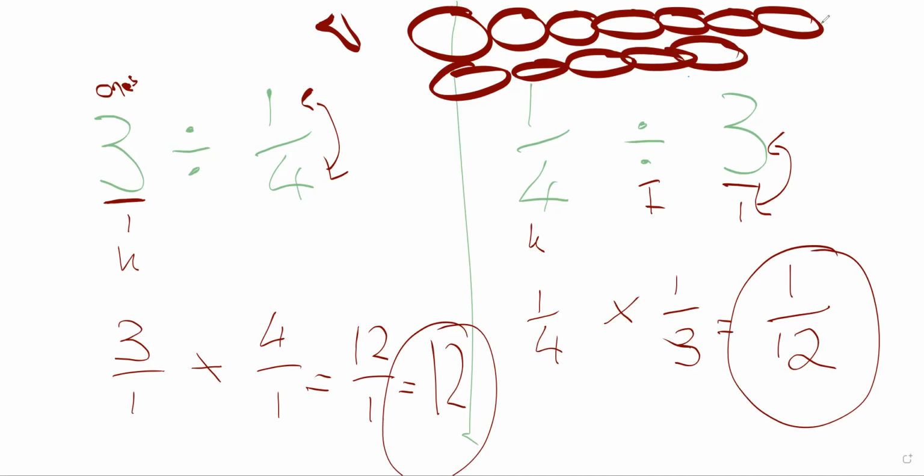Okay, so multiplication: top multiplied by top, bottom multiplied by bottom. Division: our mate KIF, keep, inverse, flip. If you want to go a bit deeper with that, just let me know and I'll go deeper with you.